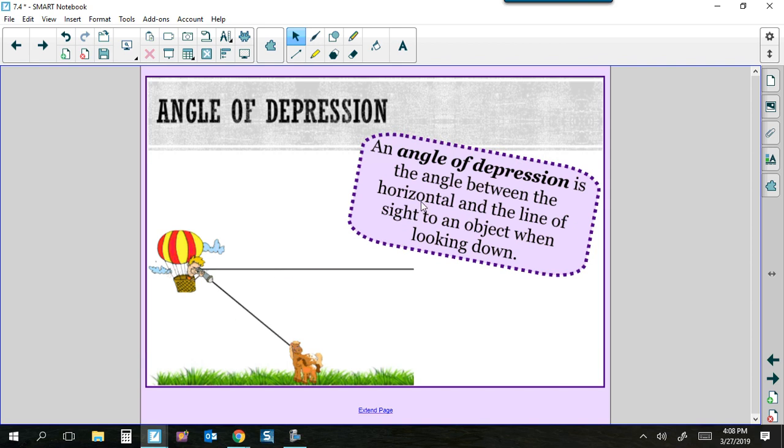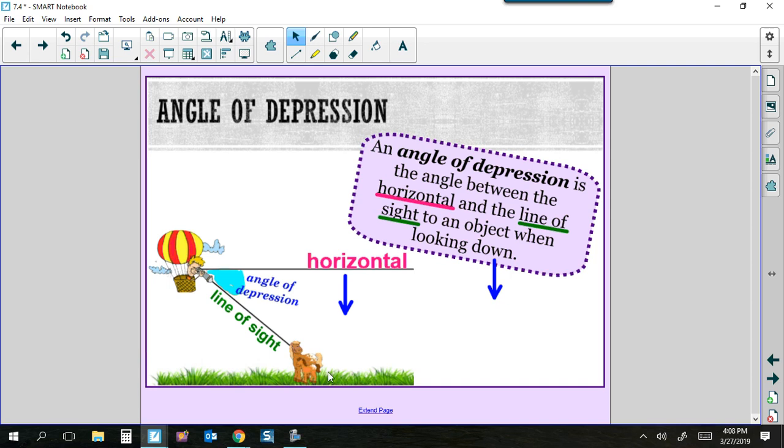So I have a bunch of stuff you can add to this picture. Your horizontal is the horizontal line that he would be looking at if he was looking straight. The line of sight now is what is connecting the object at the top to the object at the bottom. This is our line of sight. The angle between the two is going to be your angle of depression. It is when you are looking down.